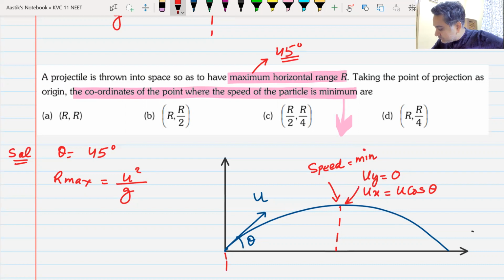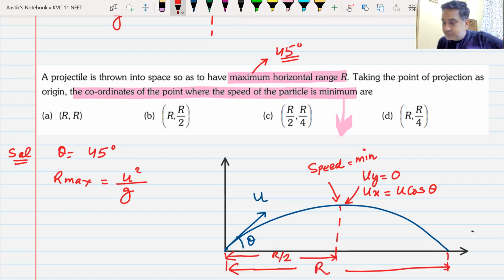Okay. Now, this total is r. So from here to here, it will be r by 2. So the x coordinate is r by 2. And as soon as you look at the option, you don't have to solve any further. You can straight away say that the correct answer is r by 2 comma r by 4. R by 2 is the x coordinate of this point.